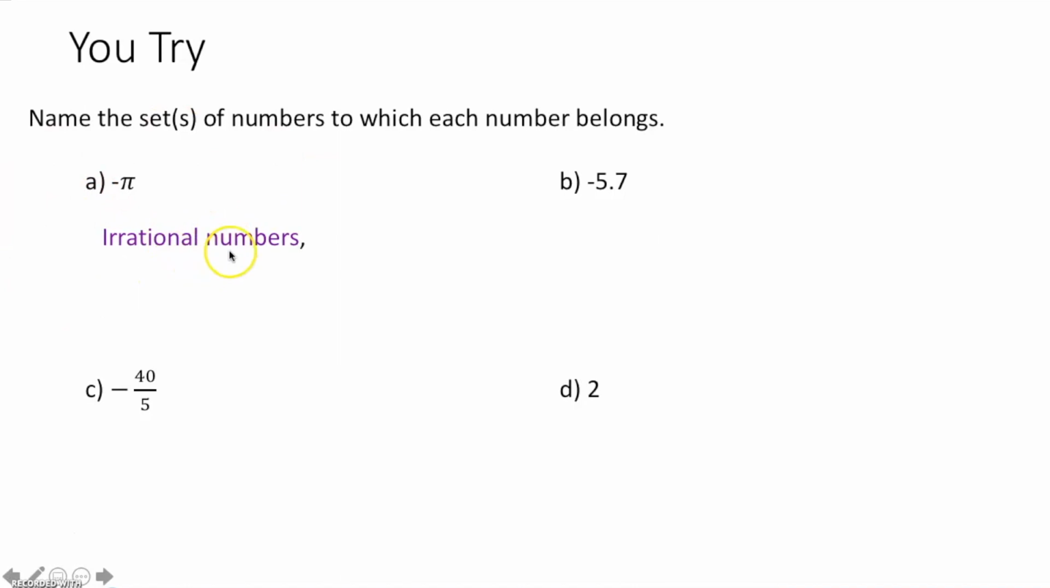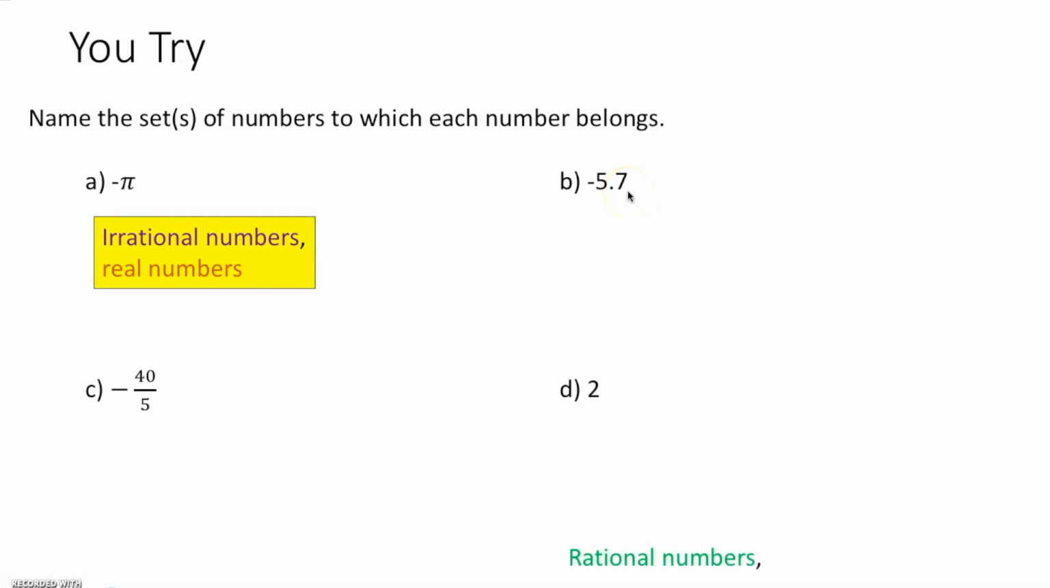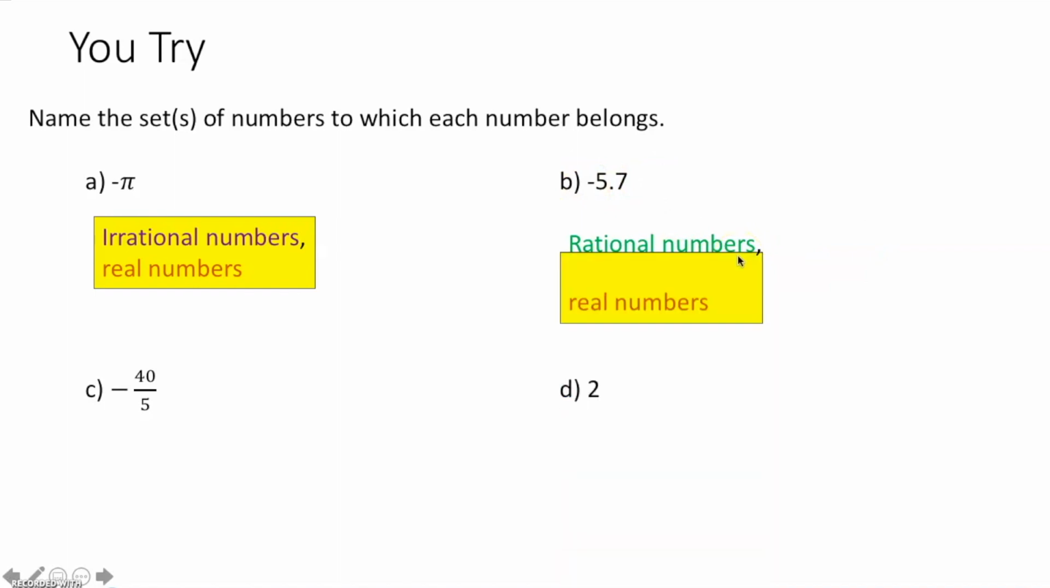And irrational numbers are also included in the set of real numbers because those are all the numbers we're going to be talking about today. Negative 5.7. This is a terminating decimal, a decimal that stops, meaning it's going to be included in the set of rational numbers. And now rational numbers are also included in the set of real numbers, and you're done.